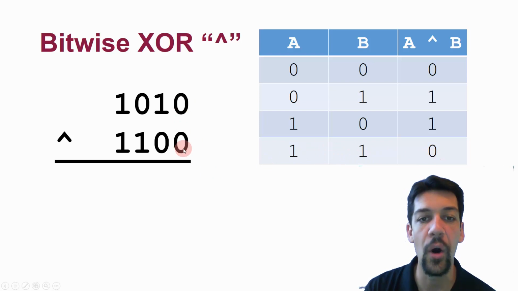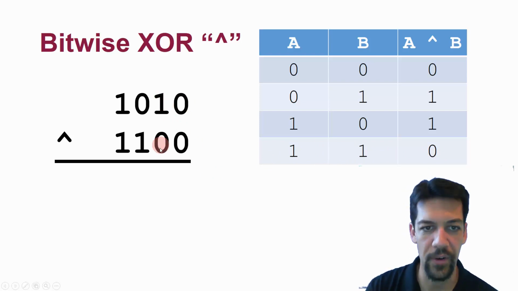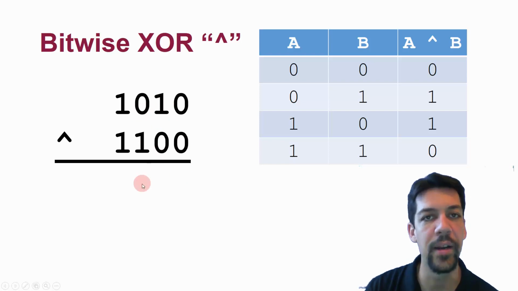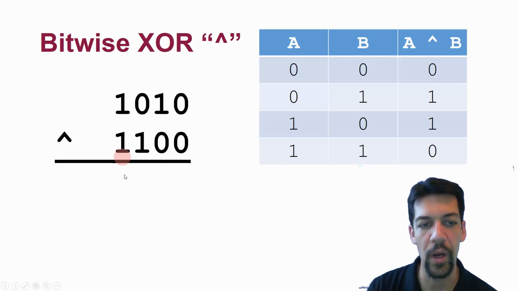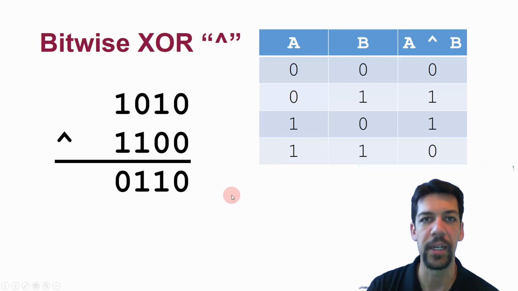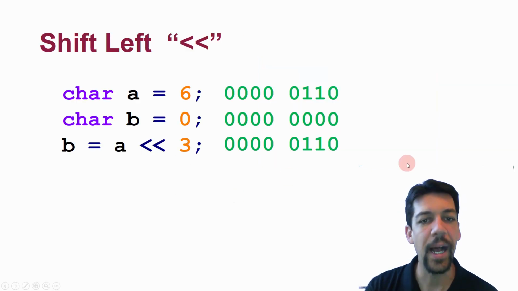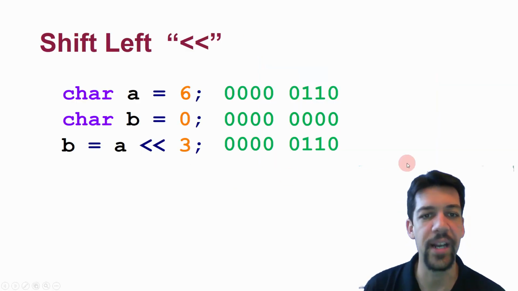So here, if I do 0 XOR 0, I get 0. 1 XOR 0 is 1, 0 XOR 1 is 1, and 1 XOR 1 is 0, so my value ends up looking like this. And finally, the shift left and shift right operators.